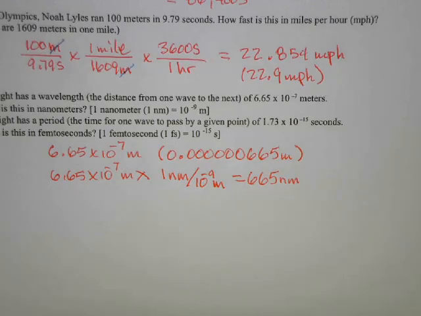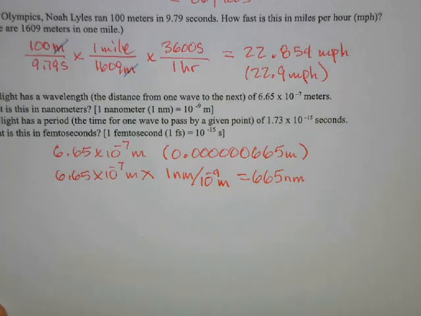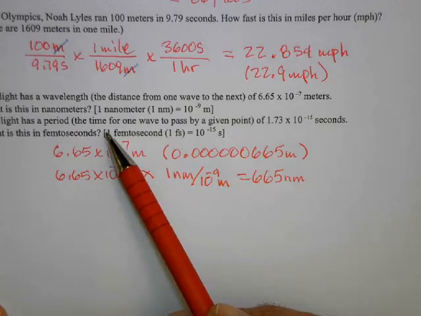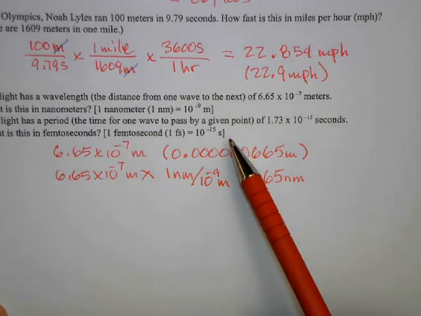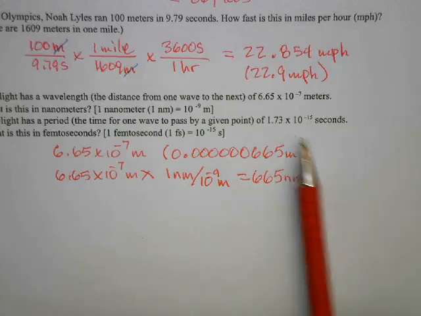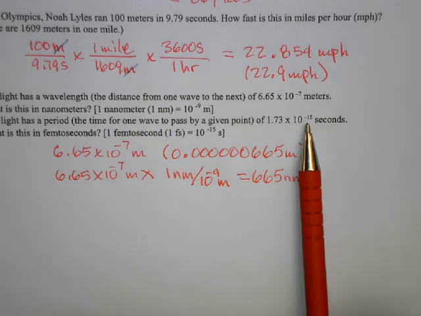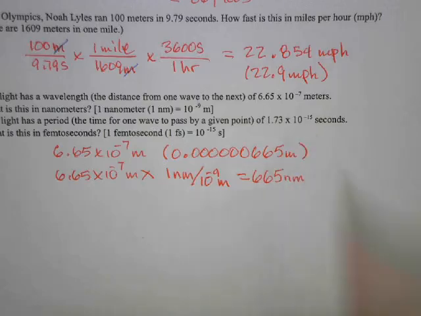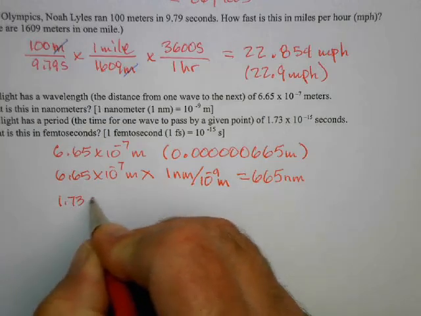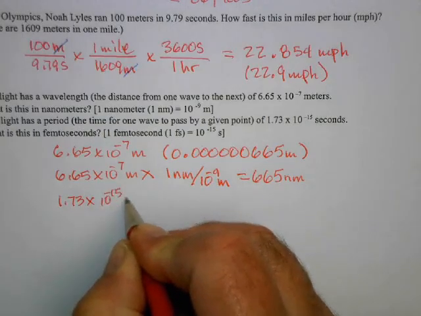All right. Now, red light, we have a second part. Red light has a period. The period is the time for one wave to go by. So the wavelength is how far apart the waves are, and then the period is how long it takes one wave to go by. And that's done in seconds. And in this case, as you can see, it doesn't take very long for one wave of light to go by. That's 10 to the minus 15. And so I'm going to go 1.73 times 10 to the minus 15 seconds times 1 femtosecond.